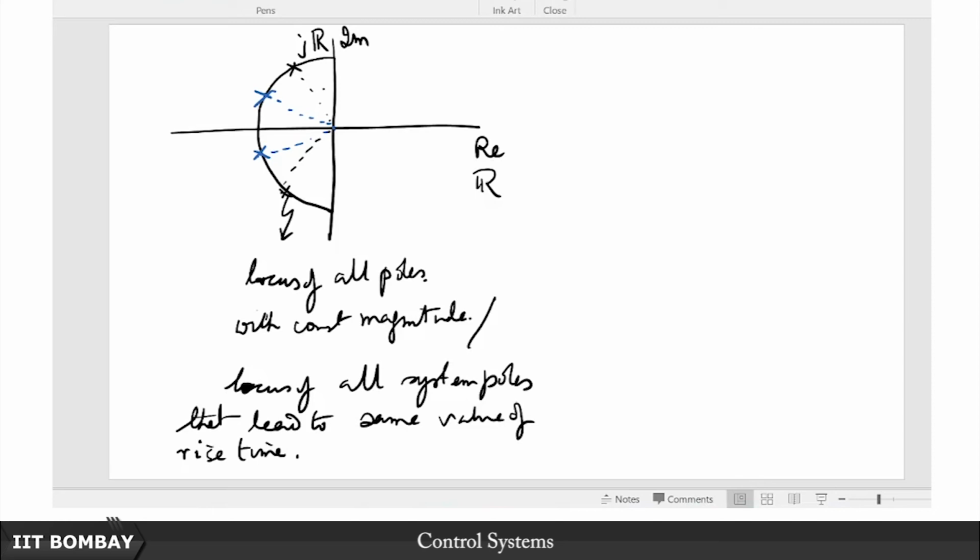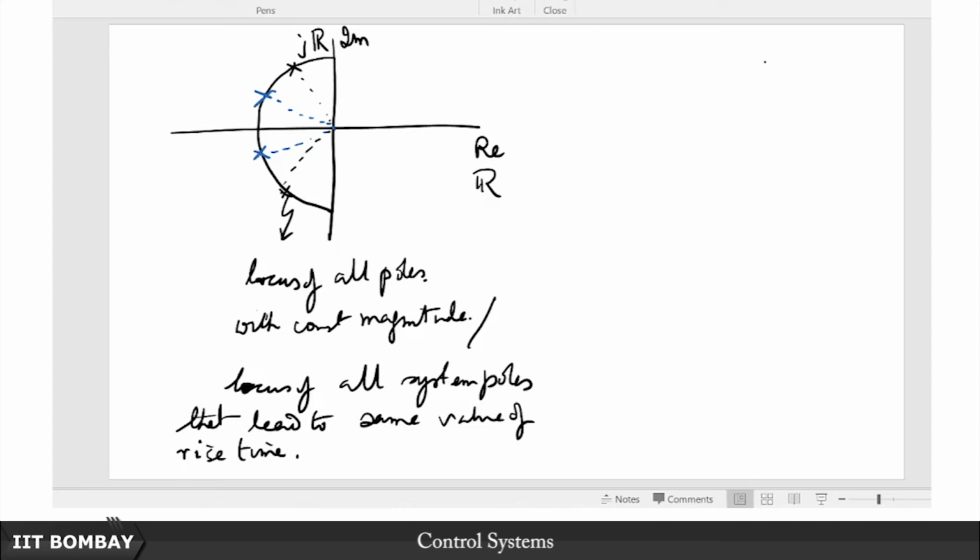So given that that is the situation, the moment a user tells you that I want a certain value of rise time, you can immediately draw this locus on the complex plane and say that okay, so that means the user is telling me to place my poles on this particular locus, somewhere on this semicircular arc. That is the job of the control engineer. That is why we are interested in translating these performance metrics to their corresponding pole locations on the Argand plane.